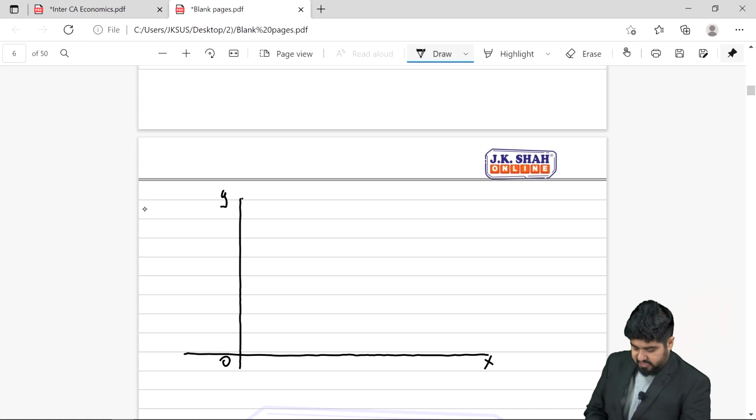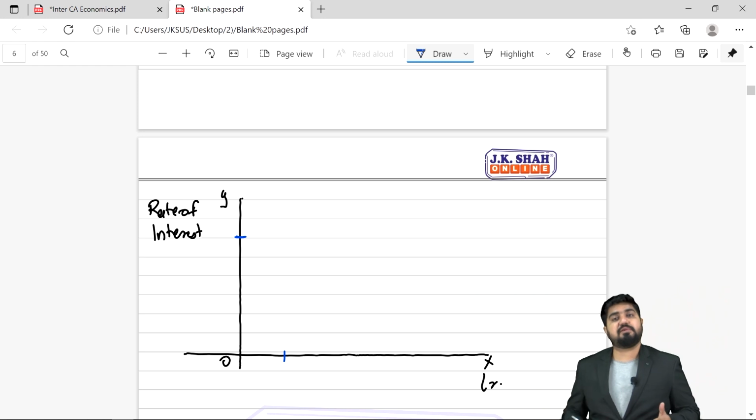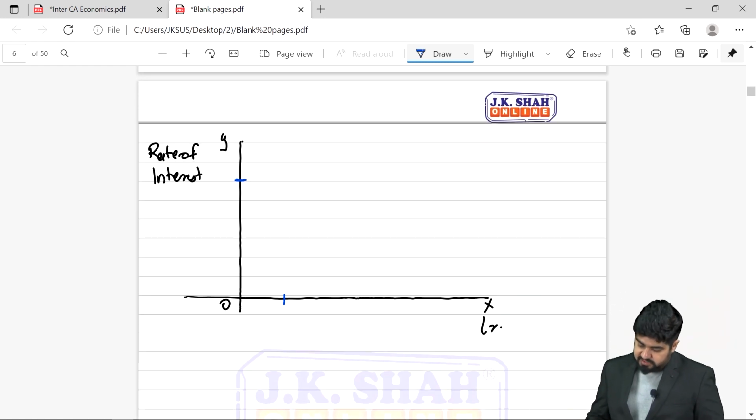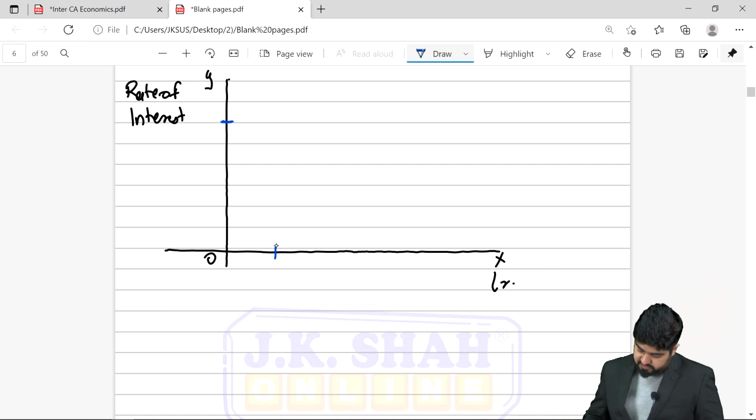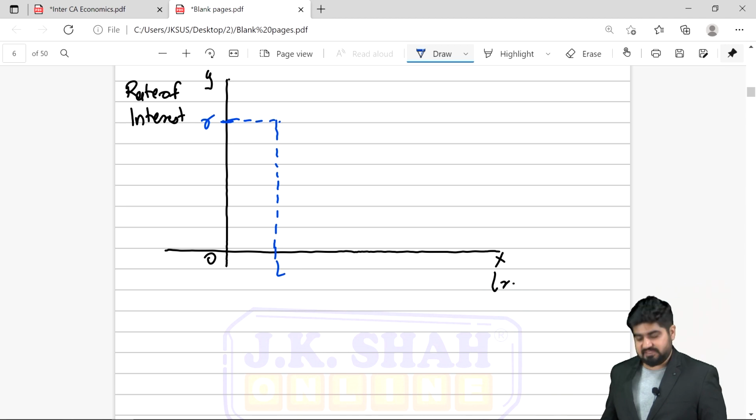On the y-axis, we have the rate of interest. On the x-axis, it will be liquidity preference. See this carefully. If let's say the rate of interest is high, liquidity preference will be low because we will be interested in investing. So at that time, friends, this will be our point of rate of interest, that is R, and liquidity preference, that is L. Let me name this as R1, L1.